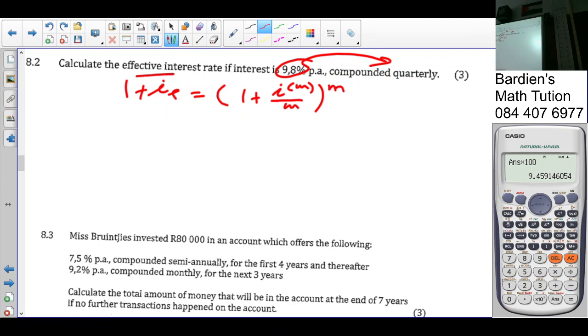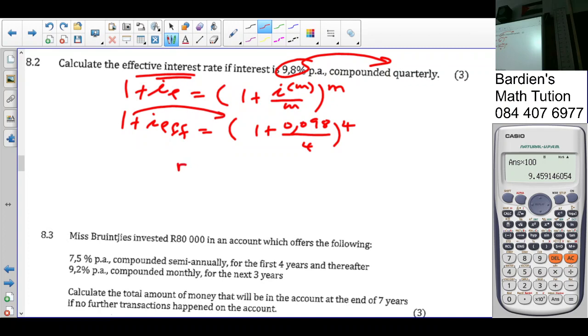You must calculate the effective interest rate. So you must calculate i effective. So 1 plus i effective equals (1 plus 0.098 over 4) to the exponent 4. So what do I do thereafter? Take the 1 over and then I multiply it by 1. That's actually much easier. No? So 1 plus 0.098 over 4, to the exponent 4, minus 1, times 100. That is 10.17. Thank you, Shirley.